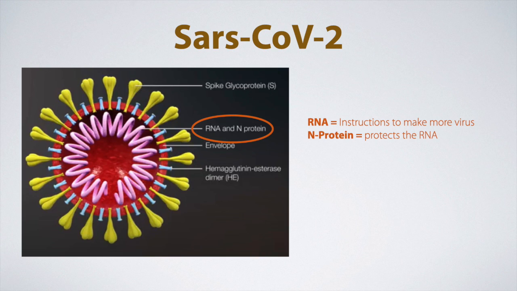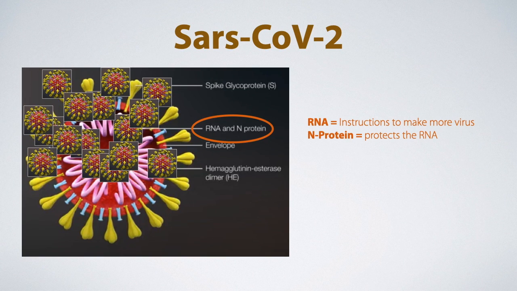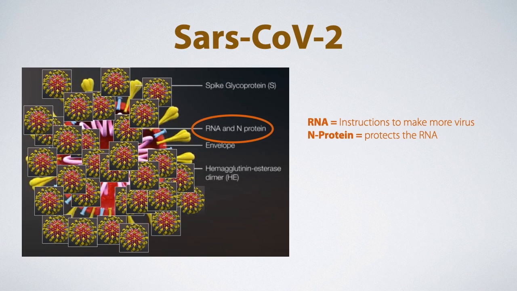Inside, we find the RNA, or the genomic material, of the virus. While humans store their genetic information in the form of DNA, the coronavirus contains another nucleic acid called RNA. Once inside a host cell, this viral RNA contains all the instructions required to make new virus particles. The M protein wraps around the RNA strand and helps to keep it safe.